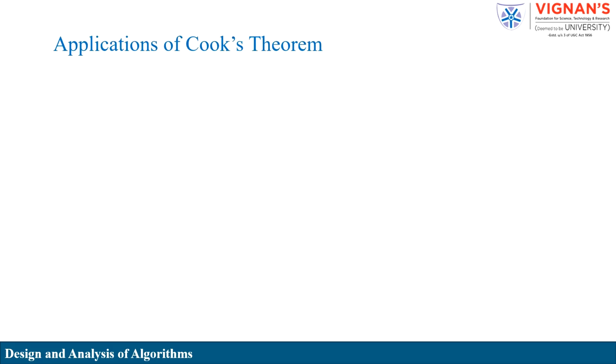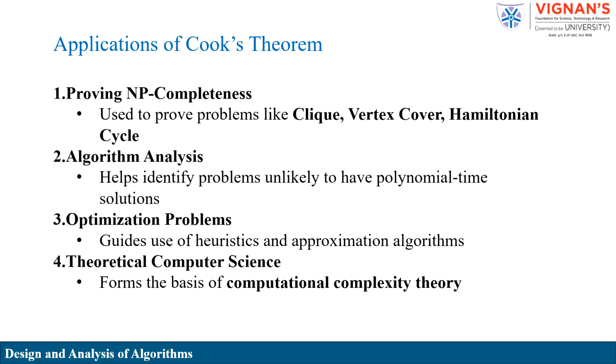Applications of Cook's theorem. 1. Proving NP-completeness. Used to prove problems like clique, vertex cover, Hamiltonian cycle. 2. Algorithm analysis. Helps identify problems unlikely to have polynomial time solutions. 3. Optimization problems. Guides use of heuristics and approximation algorithms. 4. Theoretical computer science. Forms the basis of computational complexity theory.